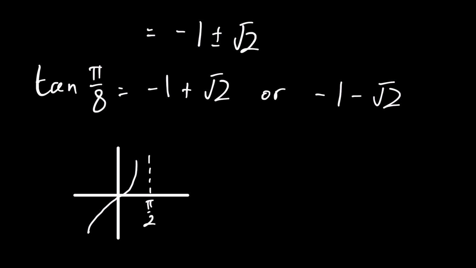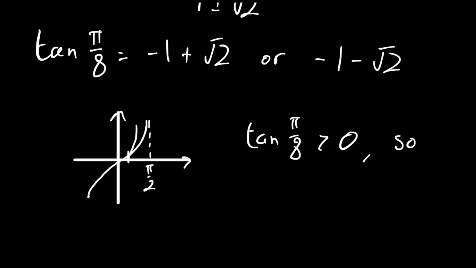Okay, I guess I should have made it a bit more asymptotic. Anyway, pi over 8 will be somewhere around here. We can say that tan pi over 8 is positive, so we know root 2 is around 1.41, which is bigger than 1, so tan pi over 8 must equal the positive solution, which is root 2 minus 1. And that justifies us using this current integral.